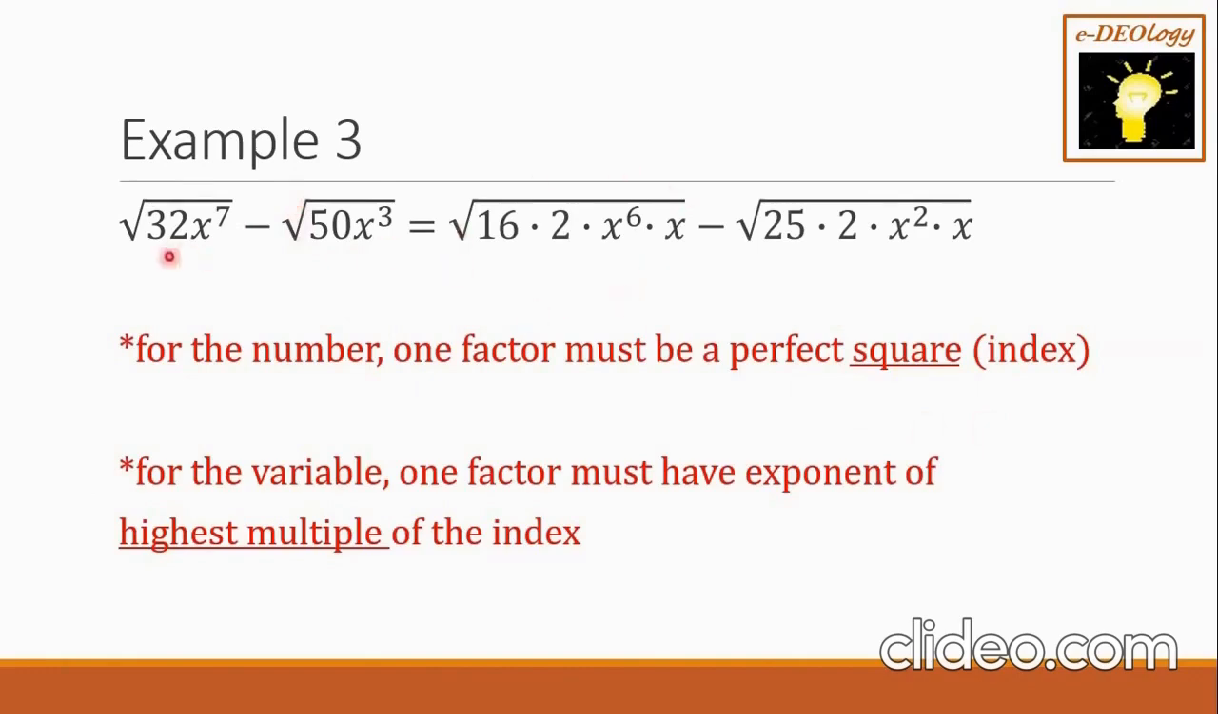In the first radical, the number 32 is factored out into 16 and 2. For the variable x raised to 7, there is a clue here on how to factor out that variable. It says one factor must have an exponent of the highest multiple of the index. Our index is 2. So the factors for x raised to 7 are x raised to 6 and x. For the second radical, the 50 is factored out into 25 and 2. We know that 25 is a perfect square number. For the x cubed, factors will be x squared and x.